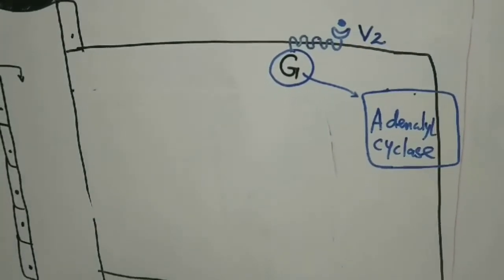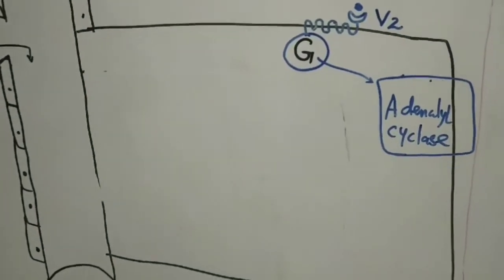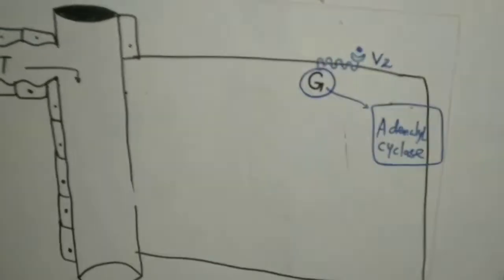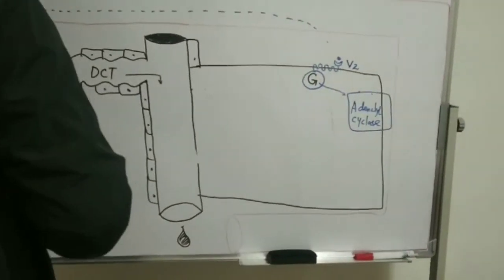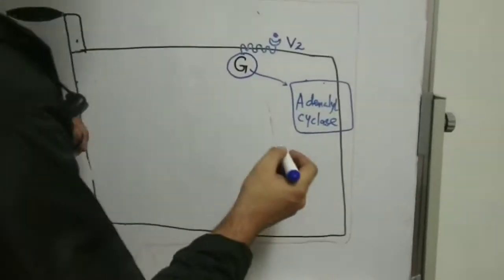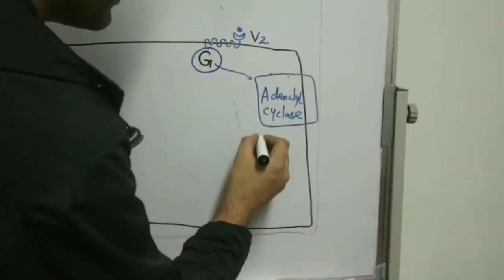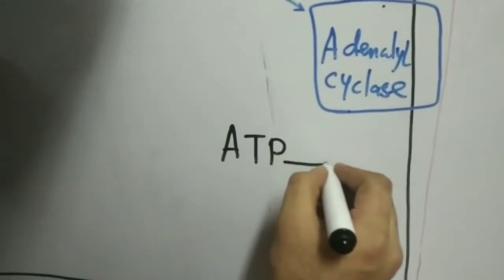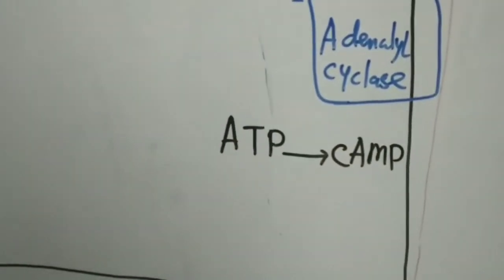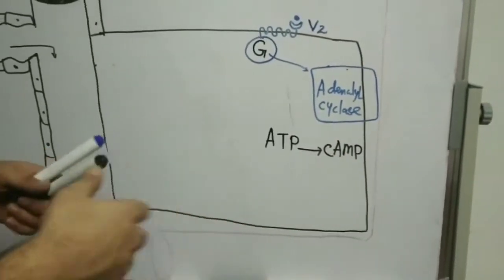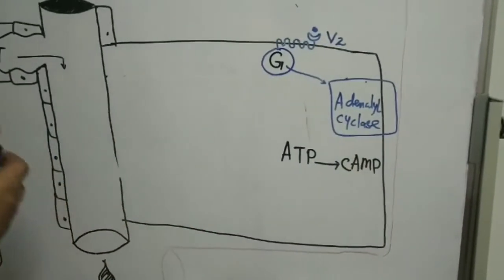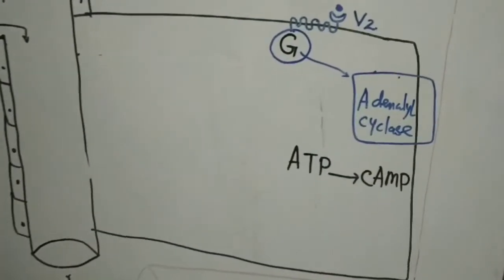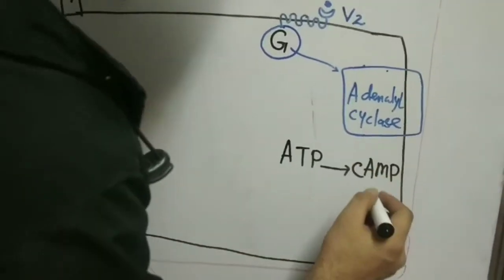What the adenylyl cyclase is going to do is convert ATP into cyclic AMP. Now, when the ATP is converted into cyclic AMP, there will be more cyclic AMP. This more cyclic AMP will activate another protein which is known as protein kinase A.